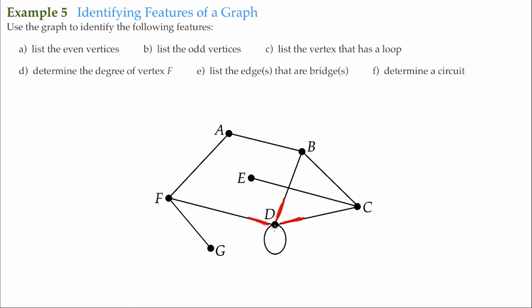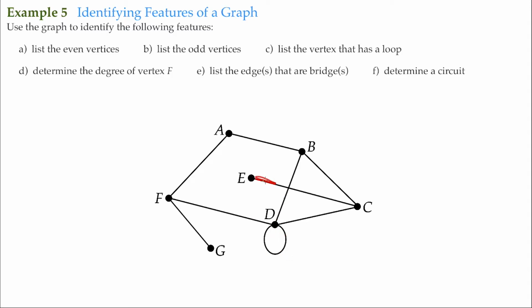3. D also has a loop. A loop is identified where it begins and ends at the same vertex, and a loop is always counted twice. So we have 1, 2, 3, and since the loop is counted twice, this has 5 emanating from it. So this is odd.